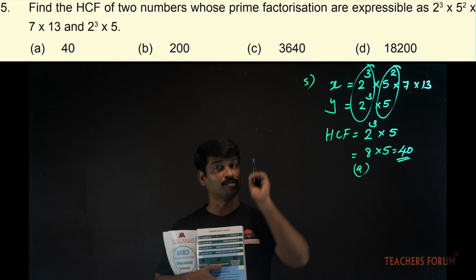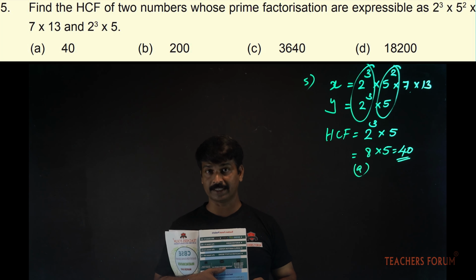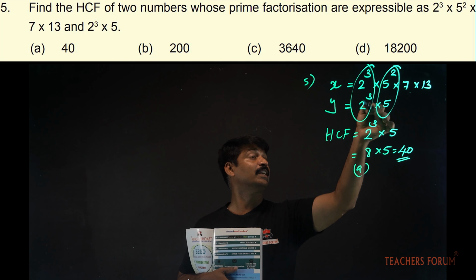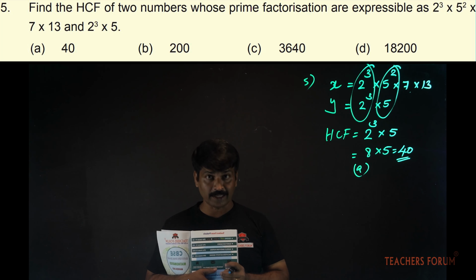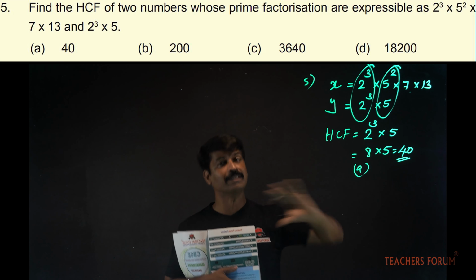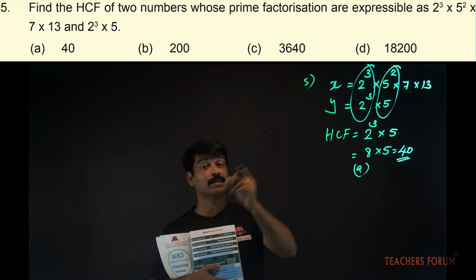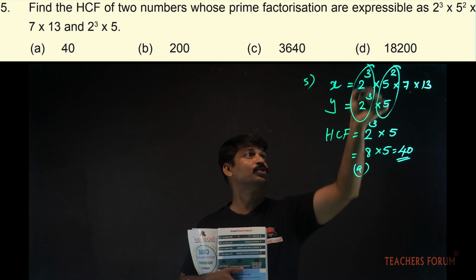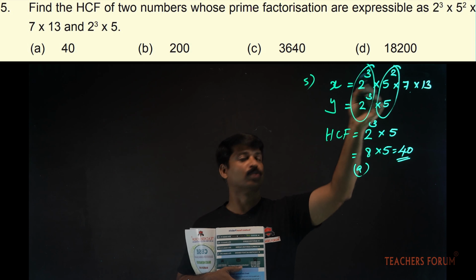You see, to find the HCF, you should select the common factors, and among the common factors, you should go for the one with least power. That's why here we took 5. Now, how can you find LCM? To find the LCM, you should consider all the factors. So can you tell me what will be the LCM of x and y? The LCM of x and y will be 2 raised to 3. You should go for the one with highest power, highest degree. So here you should take 2 raised to 3.